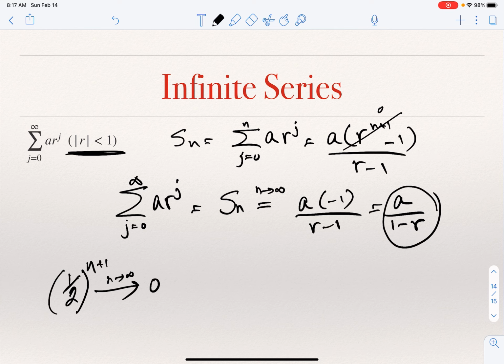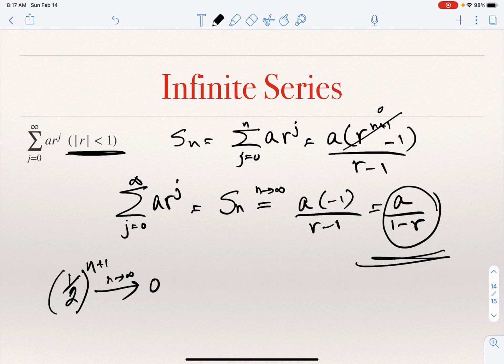Now, that doesn't mean every infinite series is going to converge. For example, take the arithmetic progression. If I look at the series and ask what happens with this sum as n goes to infinity, it doesn't converge, right? If we have 1, 2, 3, 4, 5, and I look at the infinite summation, it's infinite as well, so it doesn't converge. For some of them, it converges to a finite value, like here, which is a over 1 minus r. Sometimes it doesn't. Of course, here r cannot be 1.